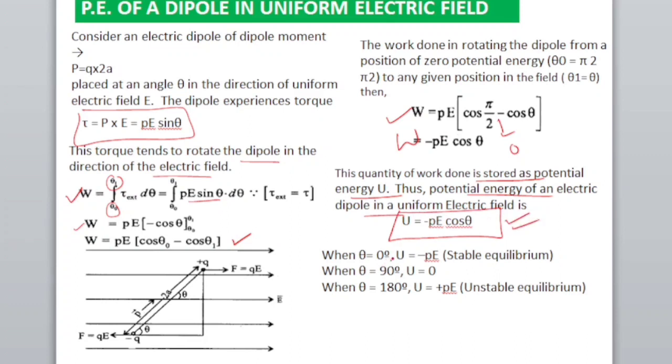When theta is 0, the potential energy is minus pE. It is called stable equilibrium. When theta is 180 degrees, it is plus pE. It is called unstable equilibrium. When theta is 90 degrees, the potential energy is 0.